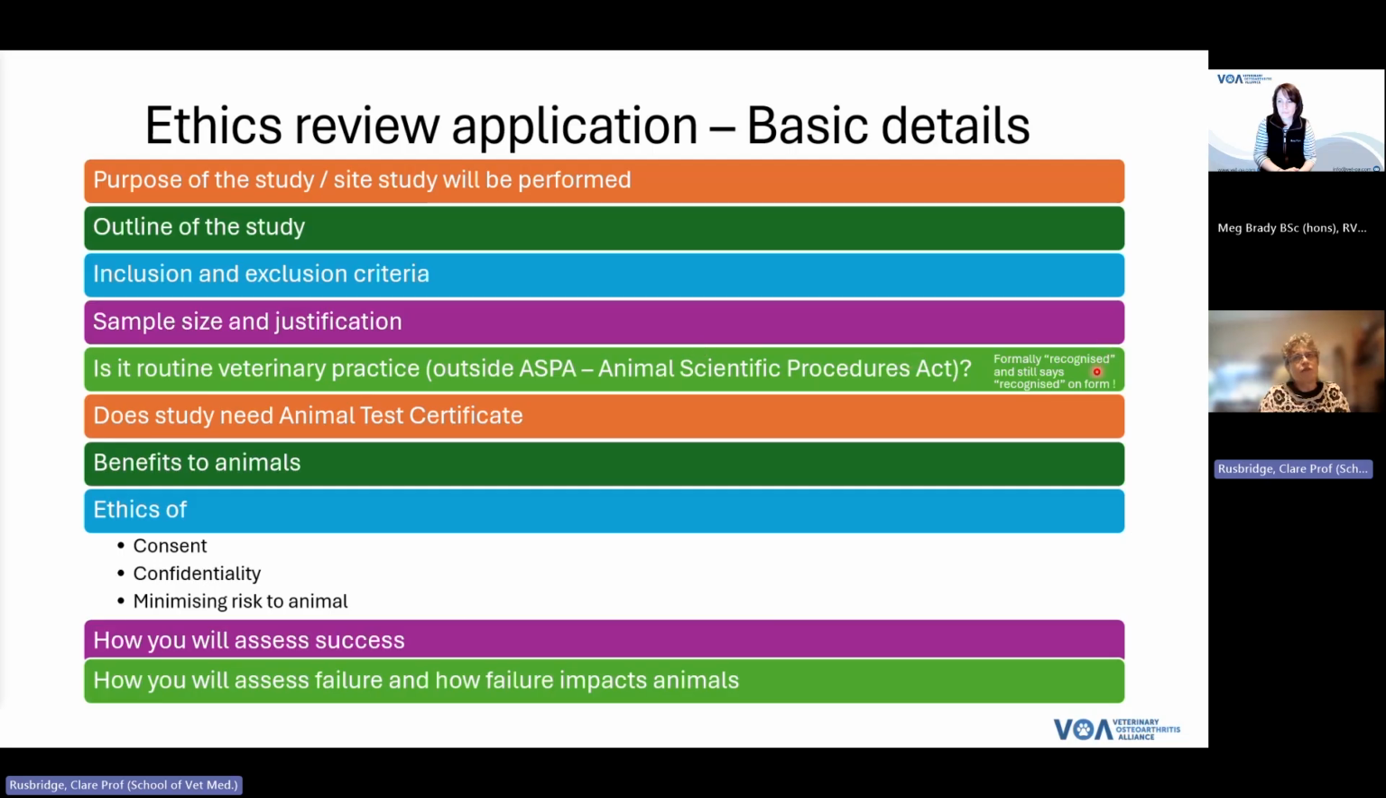When I last looked at the form, it actually said recognised practice. They needed to update their form. Maybe they've done that all now, but routine veterinary practice basically means something that you do as part of veterinary practice. So you would weigh a dog as part of veterinary practice. You would do a nurse's clinic, a geriatrics nurse's clinic as part of veterinary practice. You would prescribe a non-steroidal anti-inflammatory drug for a dog with osteoarthritis related pain.